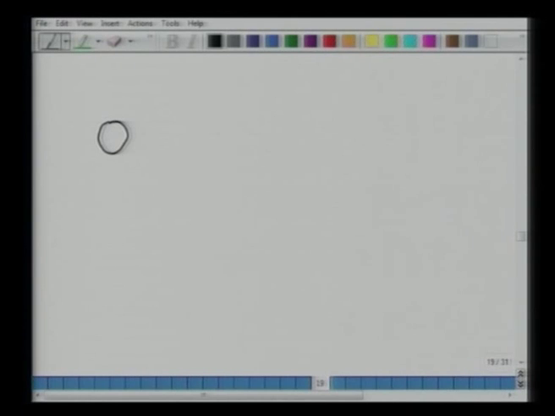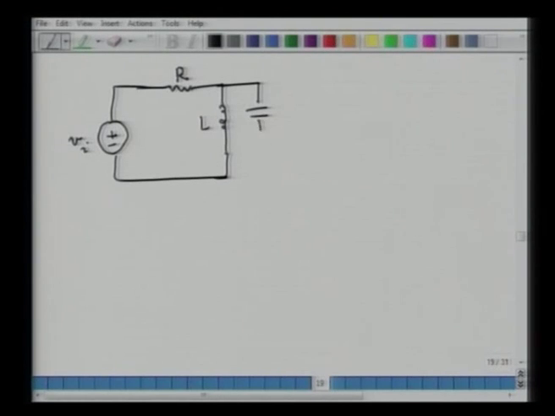So let's say I have a voltage source V I, and I have a resistance R, an inductor L, and a capacitor C, and I am interested in finding the actual voltage across the capacitor. So one approach which we saw earlier was to add these up, develop a differential equation and solve it. There is a faster approach.